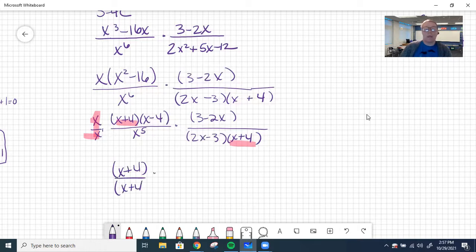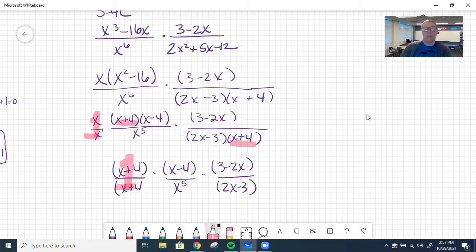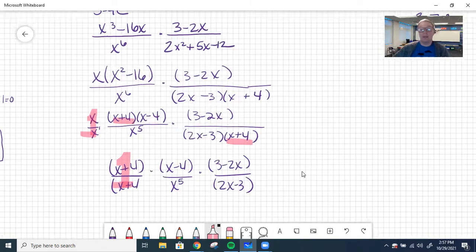Okay, so I've got these two. I'm still on top. I've got this x minus 4. I've got this x to the 5th. And then I've got this. They look really close, but they're not exactly the same. So I'm just going to leave that for now. Here is a giant 1. I'm going to get rid of this. I see they're really, really close, but they're not the same.